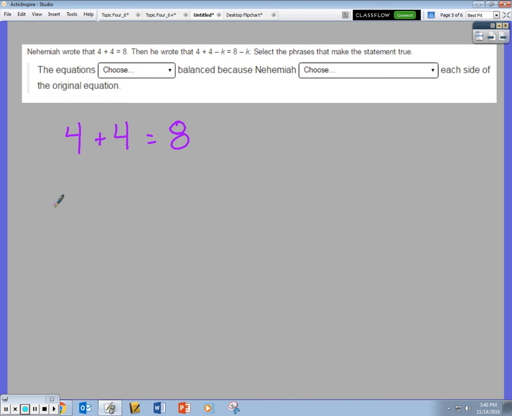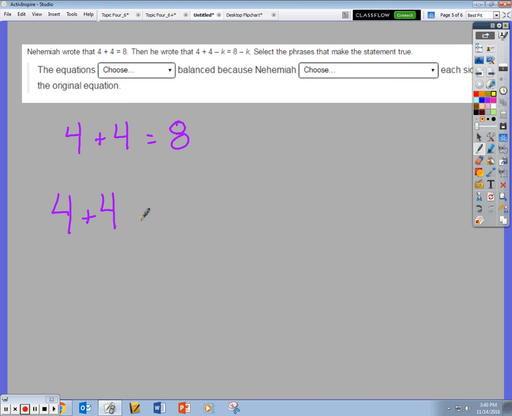Then he wrote this. He kept the same 4 plus 4, but then he decided to subtract k from this side of the equation, and he said that's going to be equal to 8, and he subtracted k from this side of the equation. Well, if we subtract k from both sides of the equation, we're using the subtraction property of equality. Whatever I do to one side of the equation, which is subtracting k, if I do it to the other side, it still keeps the equation true.